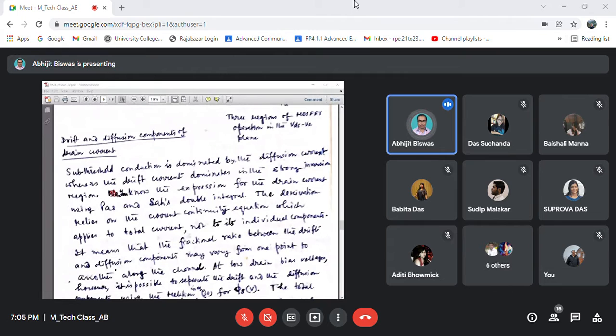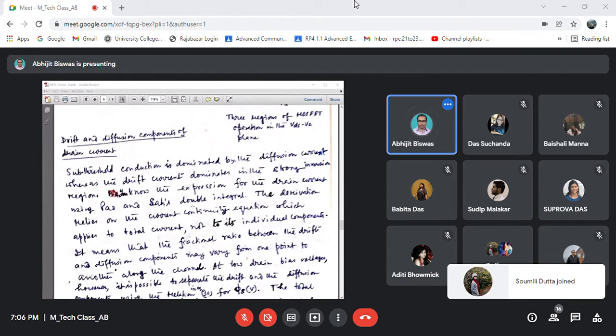But in the sub-threshold region, this sub-threshold conduction is dominated by the diffusion component of current. So there are two components of current which flow through the MOSFET. One is the diffusion component of current and another is the drift component of current. In the sub-threshold region of operation, the current is mainly dominated by the diffusion component, while the drift current dominates in the strong inversion region of operation.